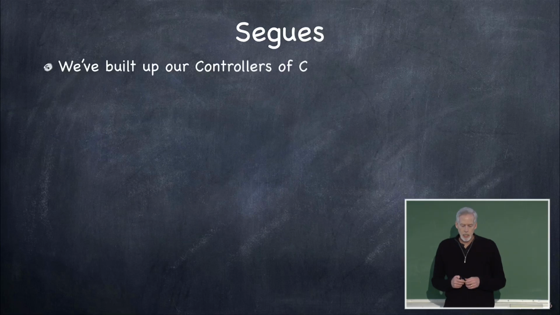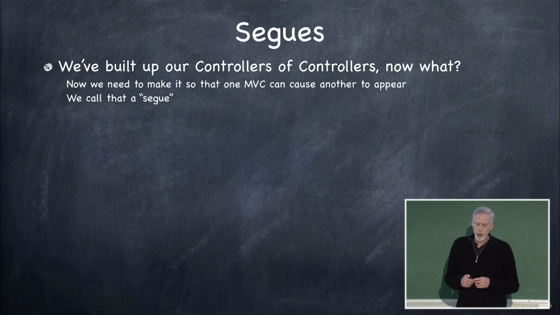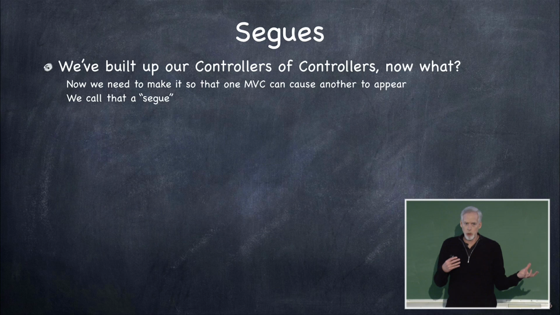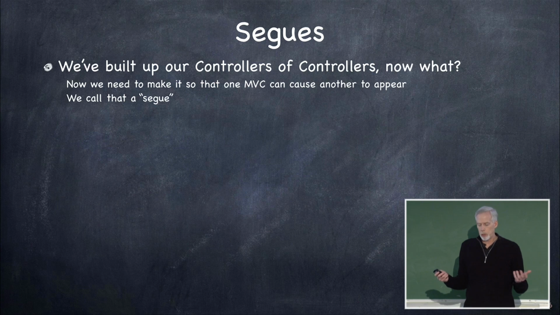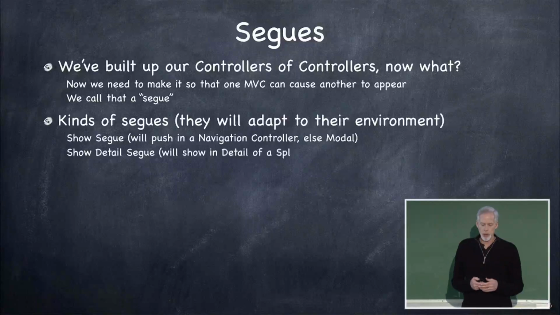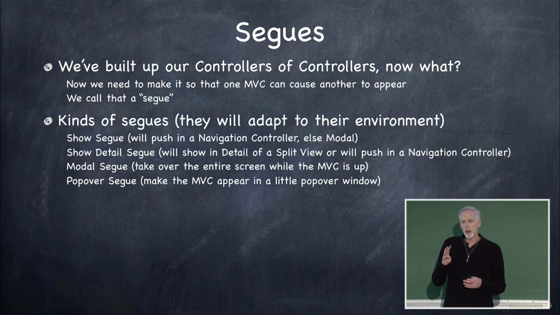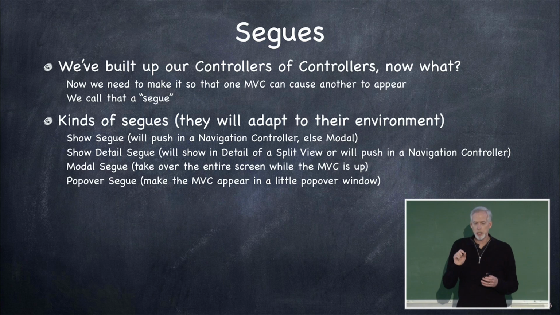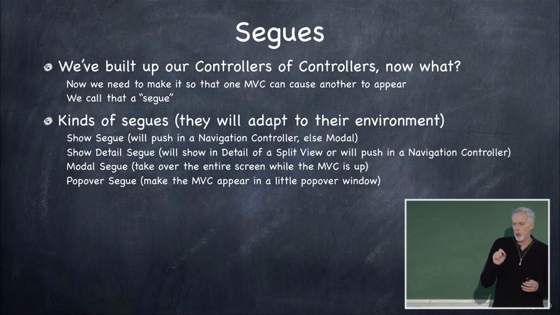All right? So, segues. Okay, we've wired up these controllers of controllers, like tab bar, split views, navigation controllers, and we've got all of our nice MVCs. And now we want to transition between them. We call those transitions segues, right? The word segue in English means a transition. And there's really 4 major kinds of segues. I'm going to talk about some more rare segues towards the end of the quarter, but the main segues that you're going to wire up in a storyboard, one is called a show segue.